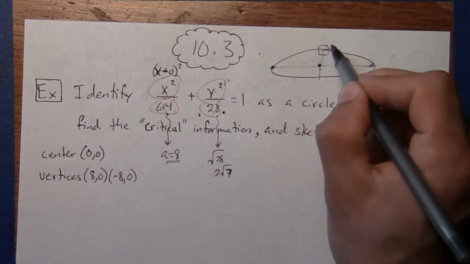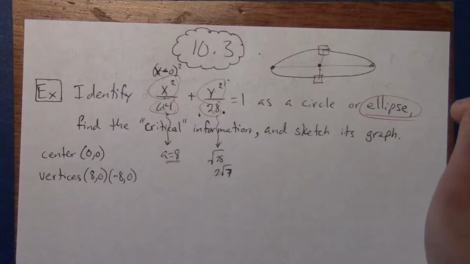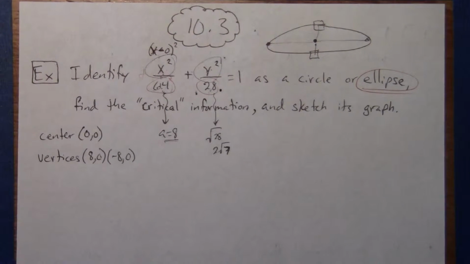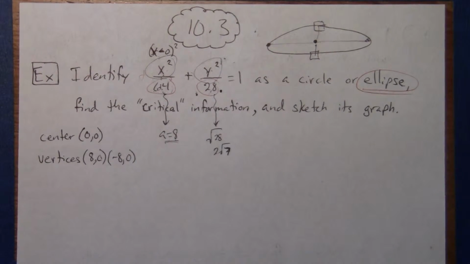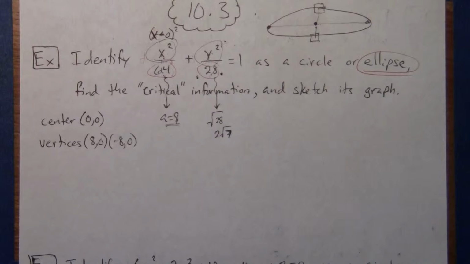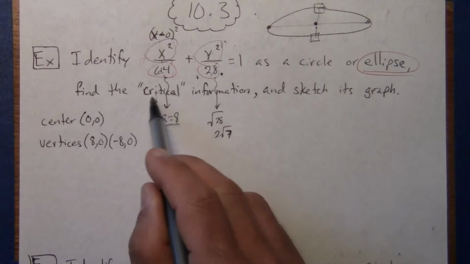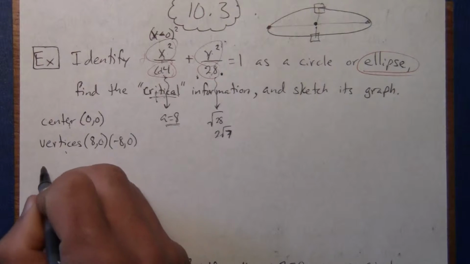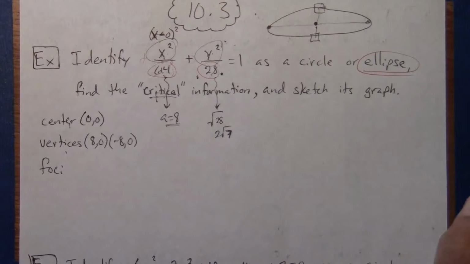And remember, the book doesn't have any fancy name for them. I just called them the other vertices. They're not going to ask you for those, but you would need to know those in terms of the graphing. So in terms of critical information, the book will actually have everything listed out that they want you to find. It's the center, the vertices, and then the other thing I want are the foci.